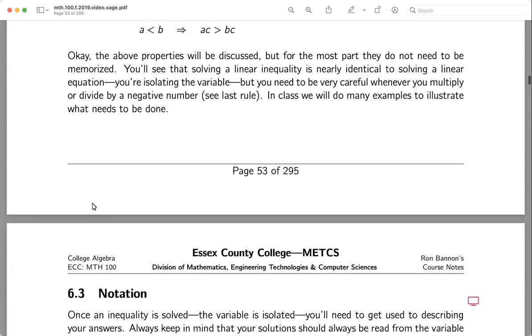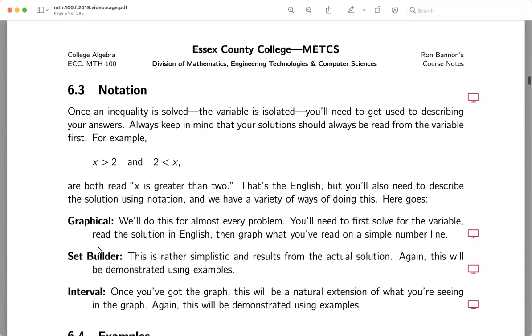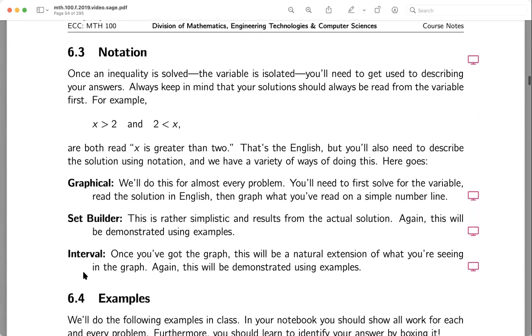The other thing I'm going to concentrate on is notation: how to read an inequality, how to represent it graphically, how to use set builder, and how to use interval notation. You should notice in the notes, though, I have little embedded videos for those students that want to watch them. You don't have to, but if they're helpful, you can watch those. And then we'll go to examples.